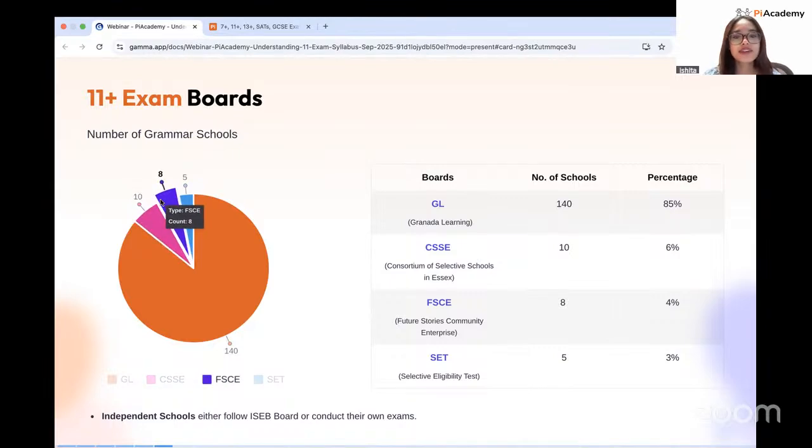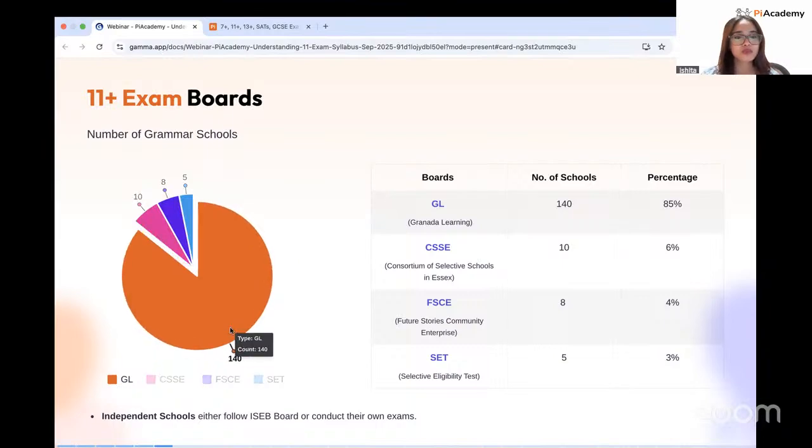We also have the FSCE, which is Future Stories Community Enterprise, and the SET, which is the Selective Eligibility Test. Again, both of these are only used by a small number of schools. But of course, if you have unique needs, it's really important to check the respective school's website and see if they're using any of these boards. But mainly, I think GL Assessment is definitely the most widely used, so be practiced on that type of board.